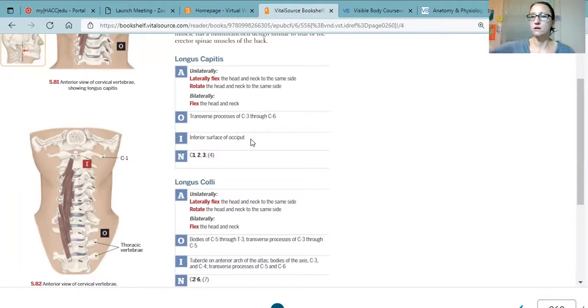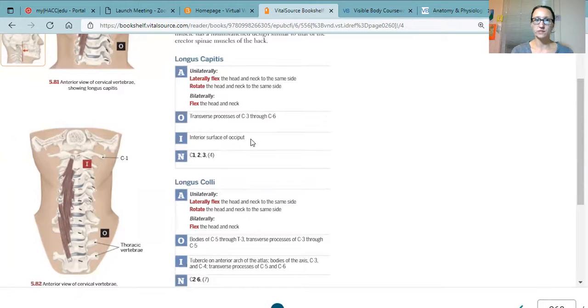So we are at the inferior surface of the occiput. We're way, way down here, way back here. We're looking at the occiput. We're like down in here, actually over here. Sorry. We're right in here. So there's no way we're going to be able to palpate that.